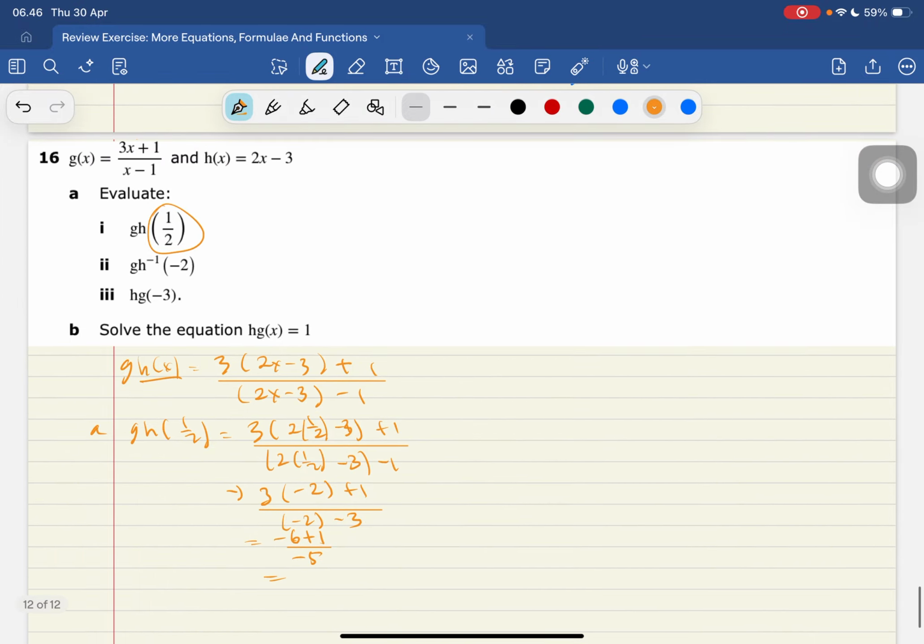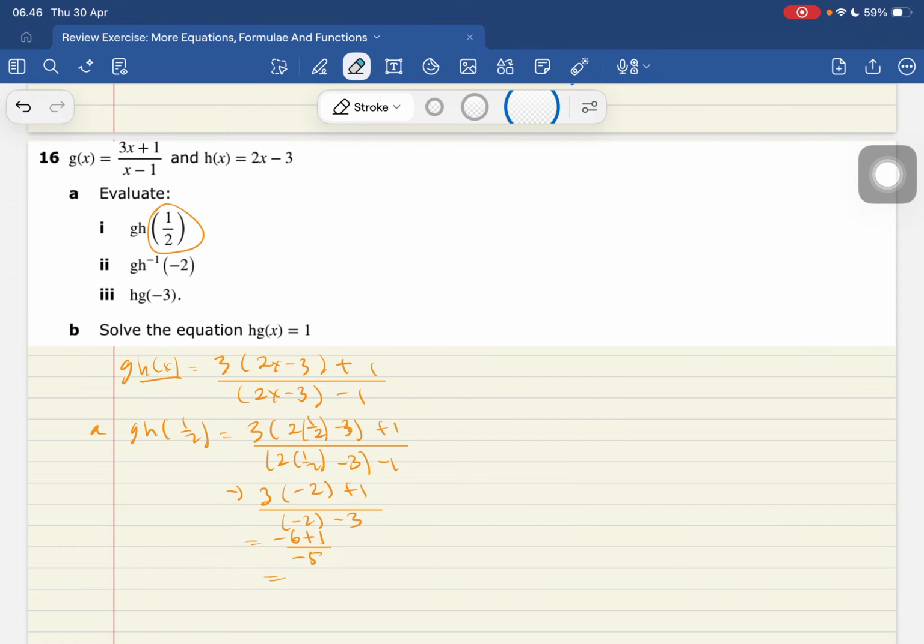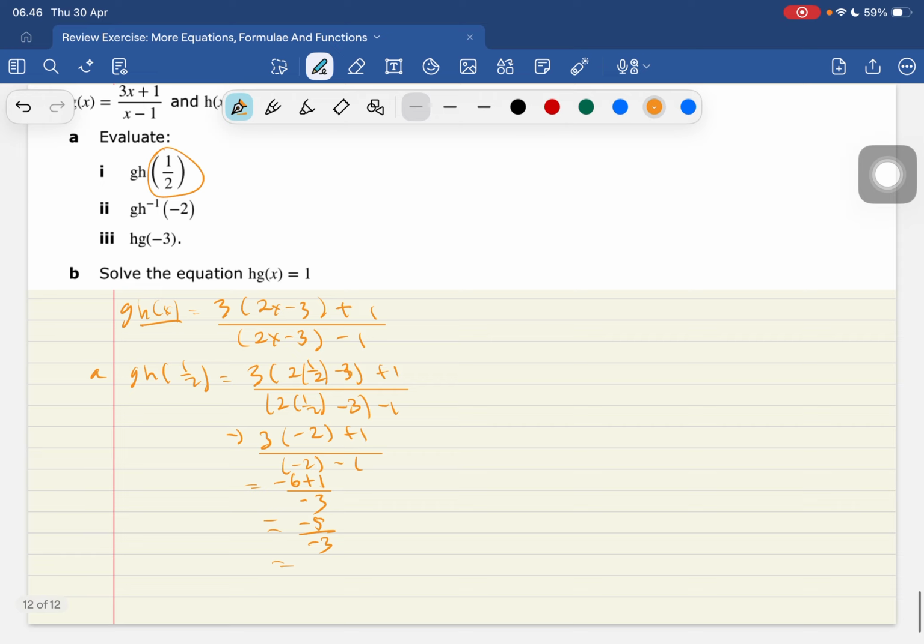Okay, let's check it again. Here is 1. So this is gonna be minus 5. We divide by minus 3. Minus 5 divided by minus 3, or we could simplify it, we divide both by negative 1, so it's gonna be 5 over 3.